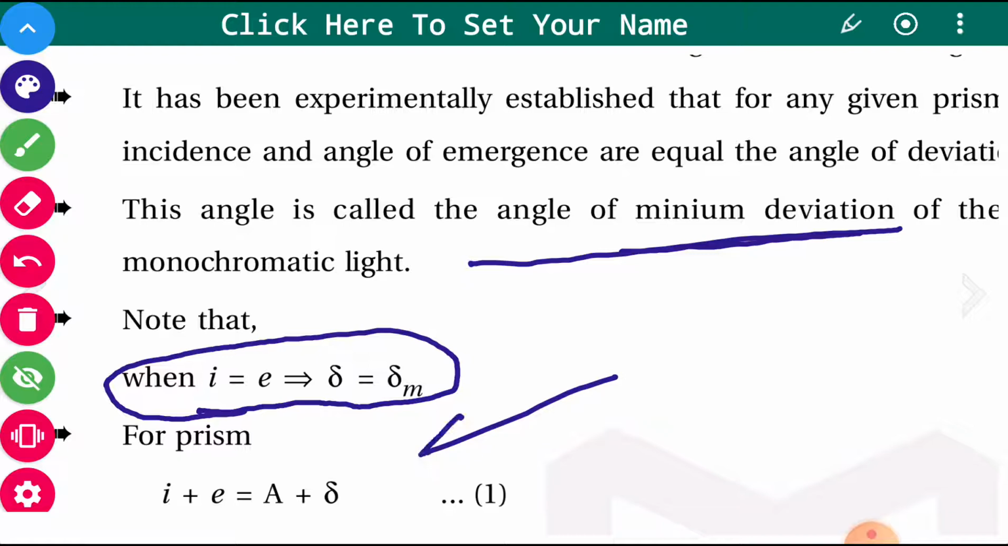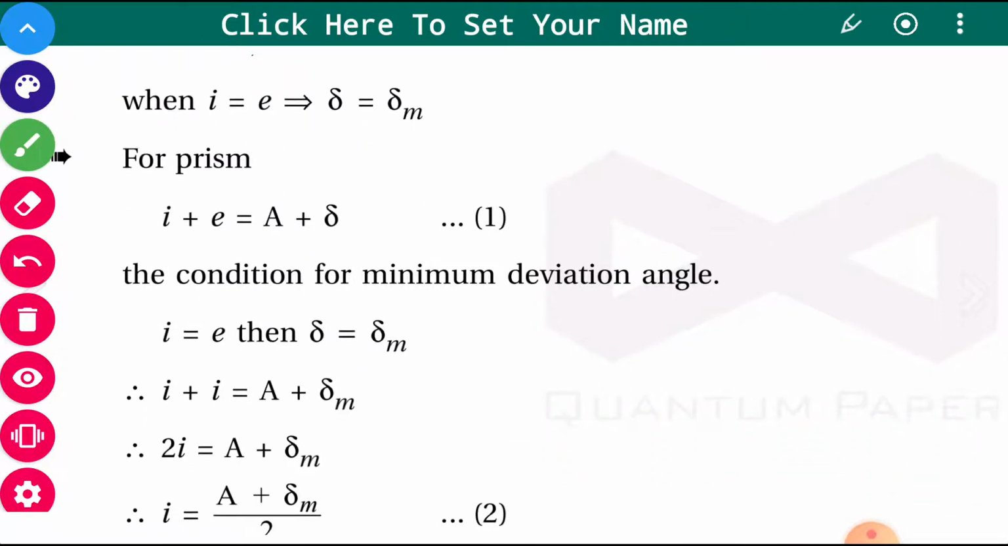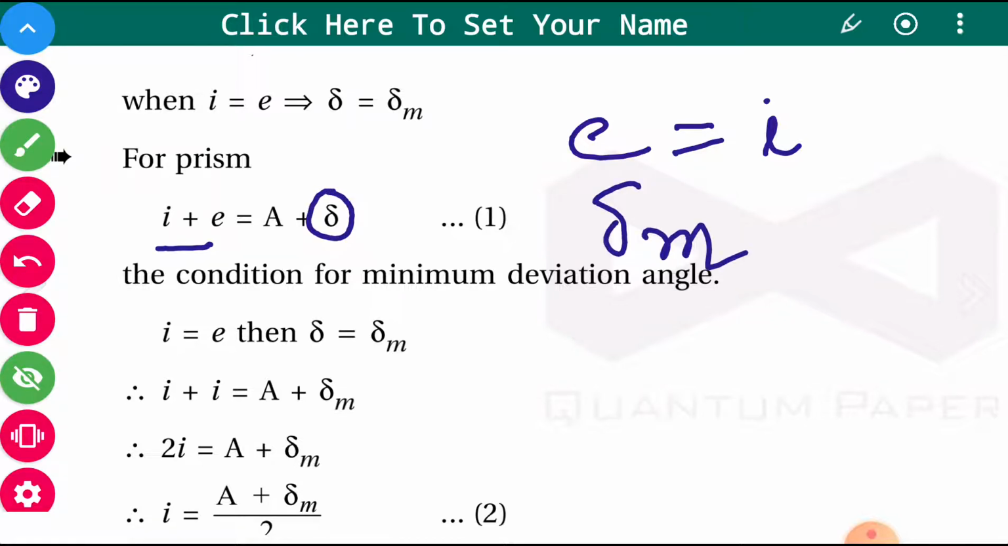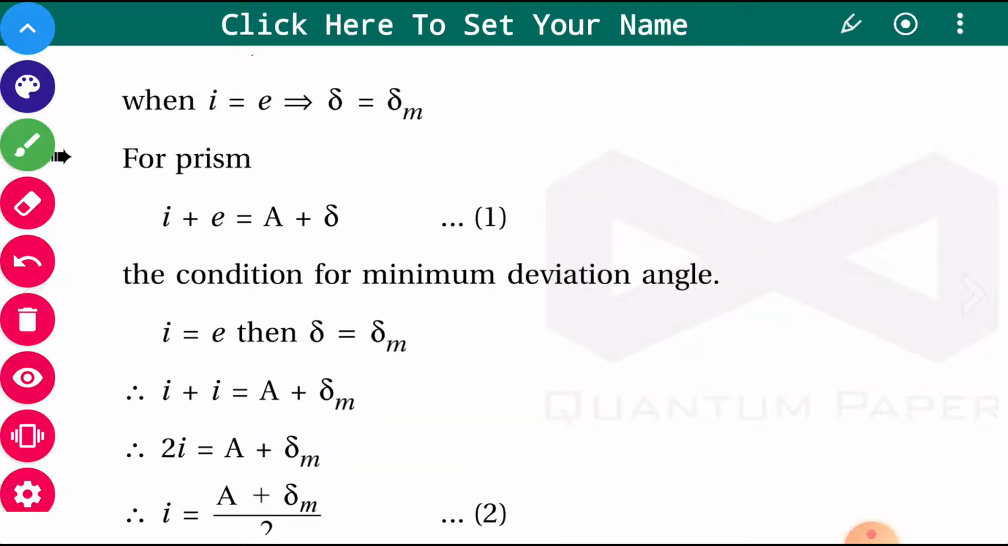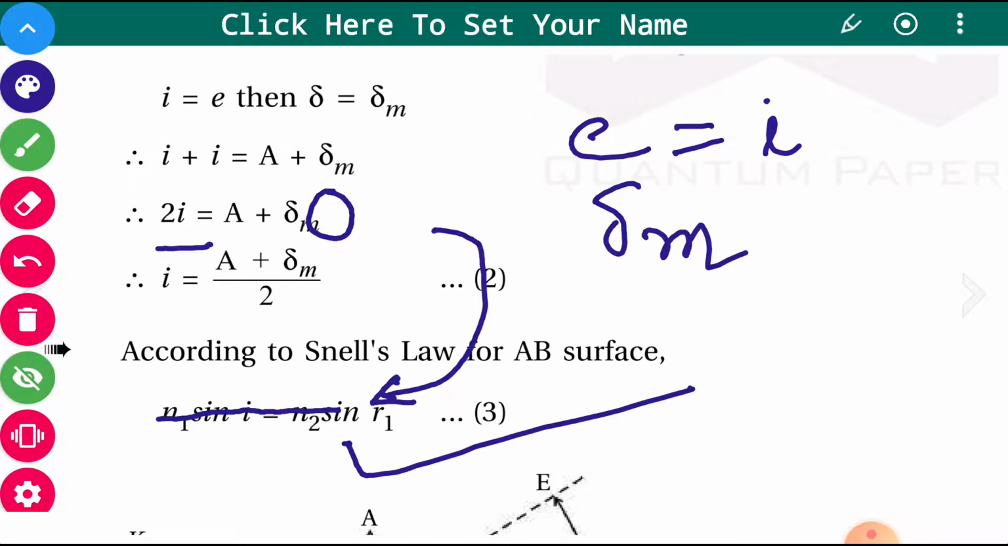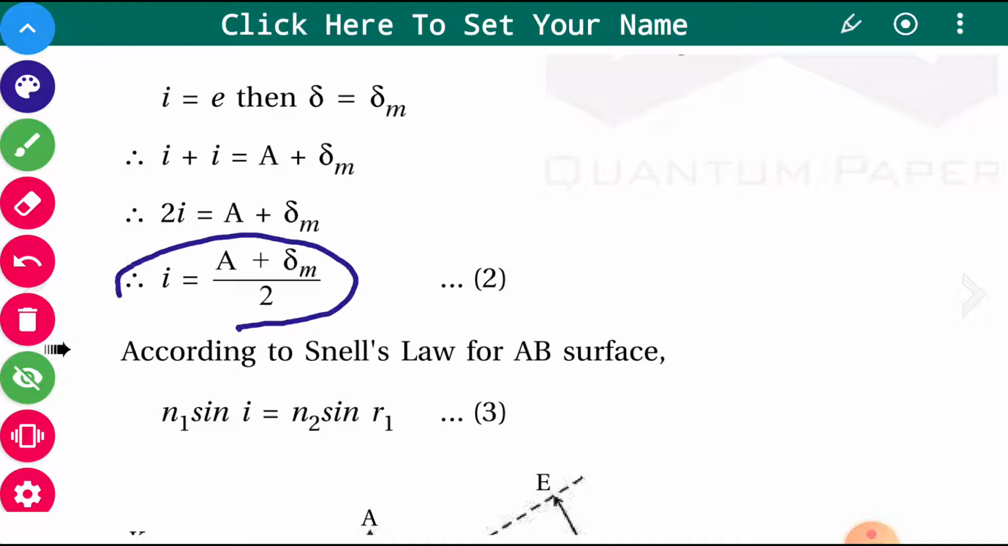Now we have this equation for the prism, I plus E is equal to A plus delta. Now I and E both are same, so instead of E we can write I in this equation, and instead of delta we can write delta M. So this equation takes this format. It becomes I plus I is equal to A plus delta M, so 2I is equal to A plus delta M, and therefore I will be equal to A plus delta M upon 2.